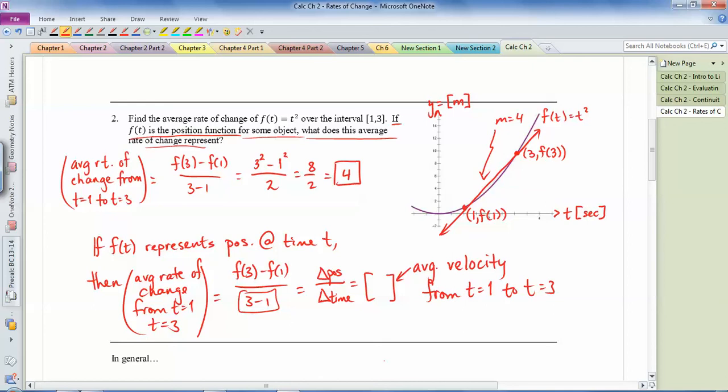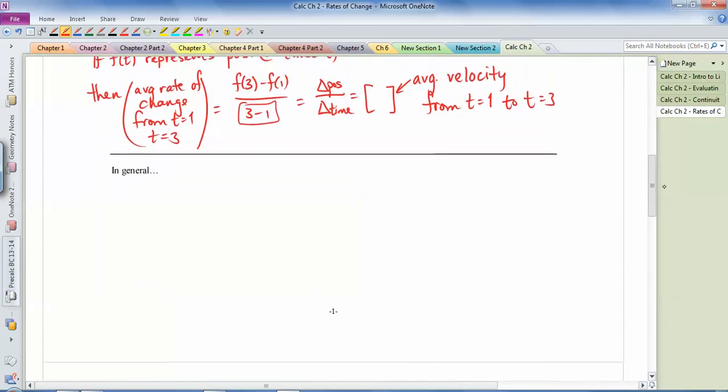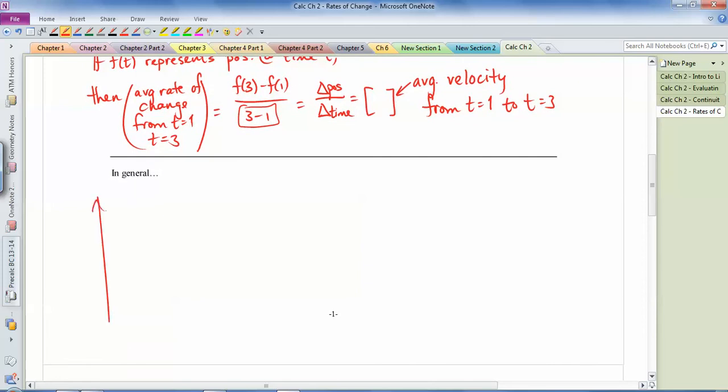So one other thing. In general, if we're looking for an average rate of change, then we've got some function, something like this, let's say. And let's say I'm looking from this point to this point. I want the average rate of change from a, f of a, to b, f of b. And the way that you calculate that is you find this secant line and you figure out its slope.